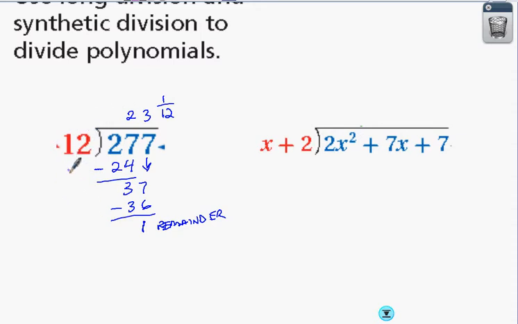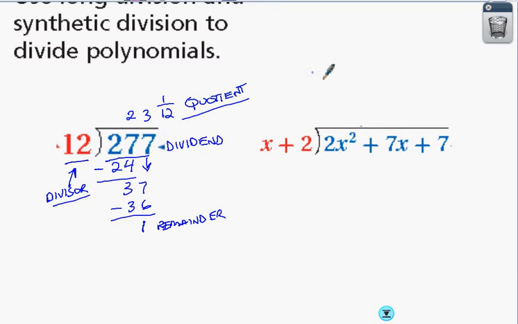So just as a reminder, the number or expression that we are dividing by is called the divisor. The number or expression that we are dividing is called the dividend. And the answer to a division problem is called the quotient. Okay? So that's division, that's long division of numbers.